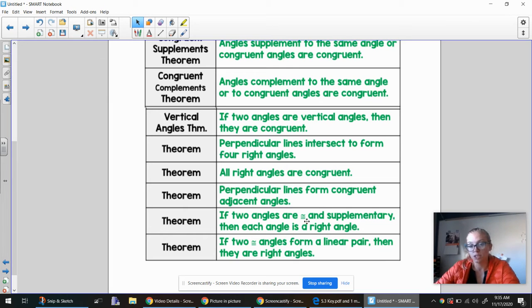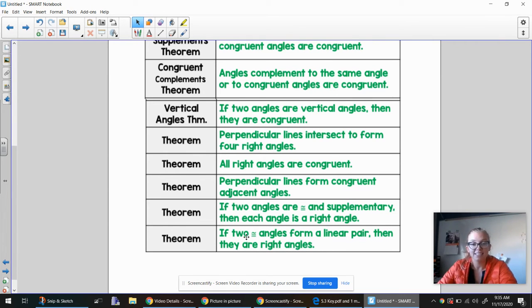If two angles are congruent and supplementary, each angle is a right angle. That's because for two angles to be the same size and supplementary, they have to be the same size and add up to 180 degrees. The only choice there is 90 degrees. Last, if two congruent angles form a linear pair, they are going to be right angles. This is for the exact same reasons as the theorem above.